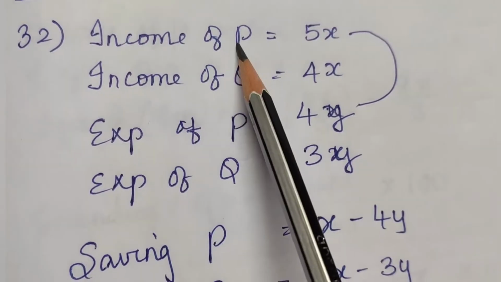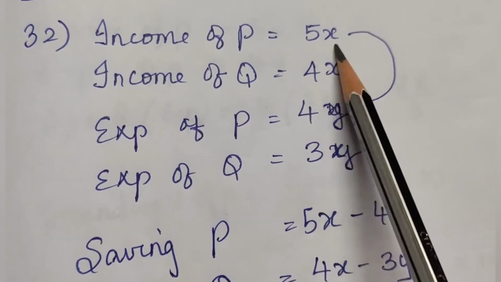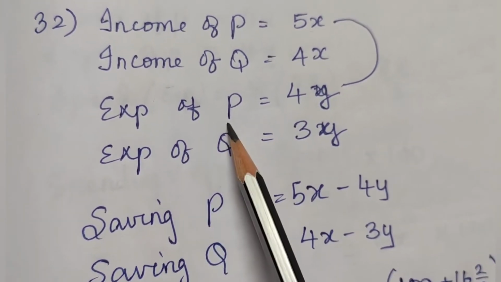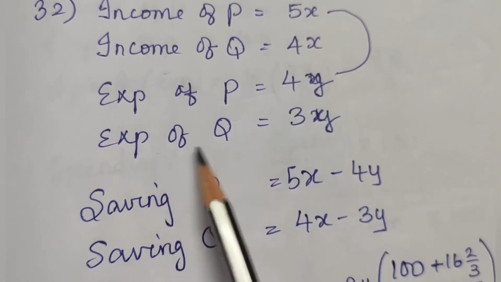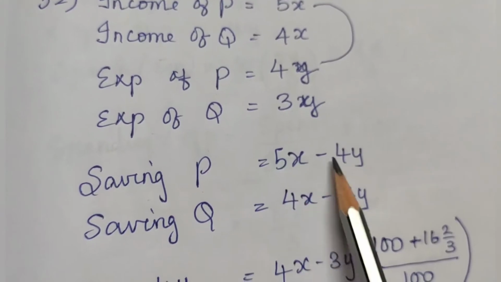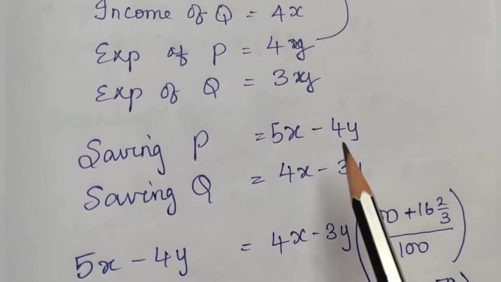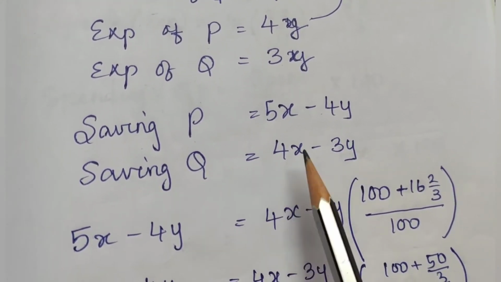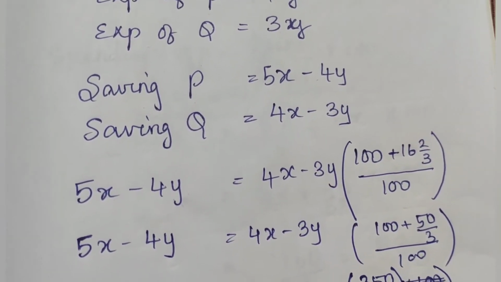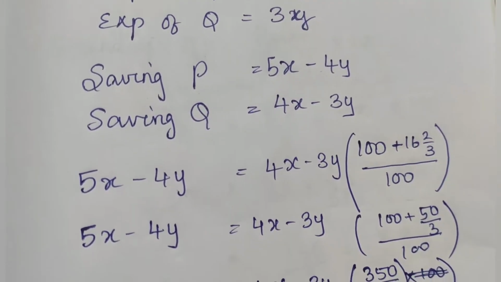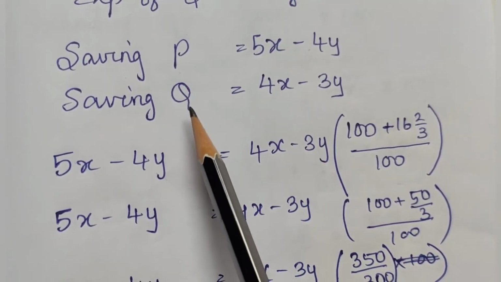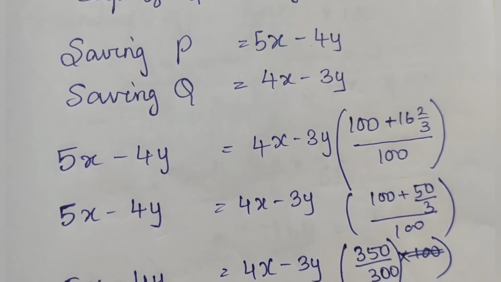So, income of P is equal to 5x because the ratio is 5. Income of Q is equal to 4x. Ratio is 4. Expenditure of P is 4y. Expenditure of Q is 3y. Saving of P is equal to income minus expenditure, 5x minus 4y. Saving of Q is equal to 4x minus 3y. They say that saving of P is more than that of Q by 16 2/3%.